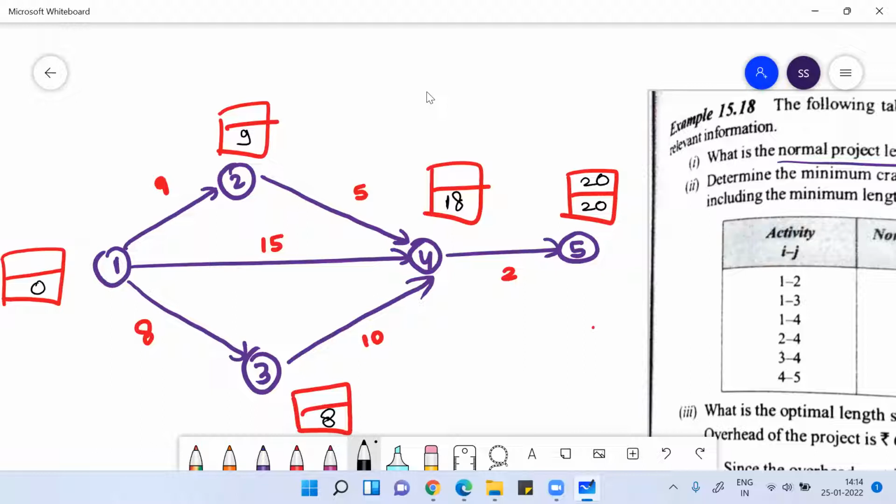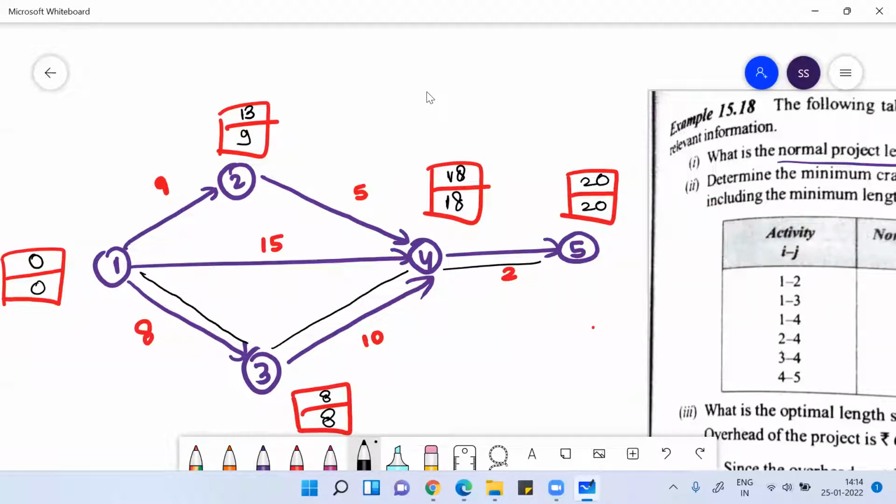Then 20 minus 2, 18. 18 minus 5 is 13. Then 18 minus 10 is 8, and 8 minus 8 is 0. So you can understand, this is your critical path.